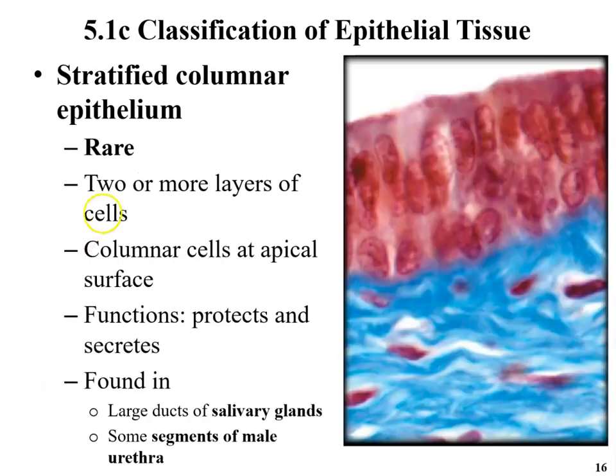Now, stratified columnar epithelium is rare. Again, stratified, so there's two or more layers of cells, and columnar because there's columnar cells at the apical surface. Protects and secretes, and this is found in the large ducts of the salivary glands and some segments of the male urethra.